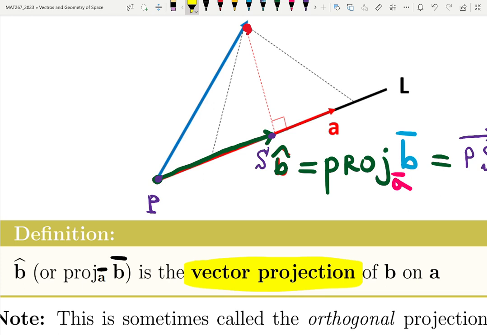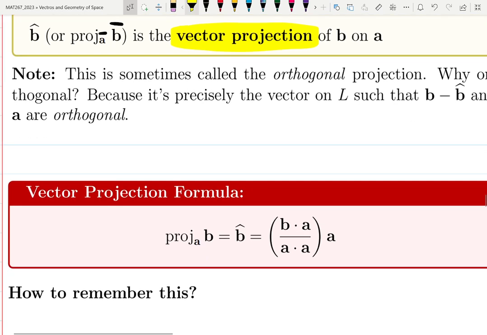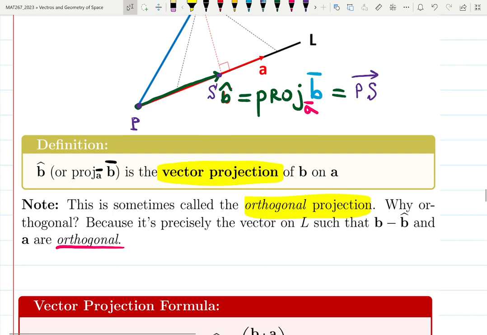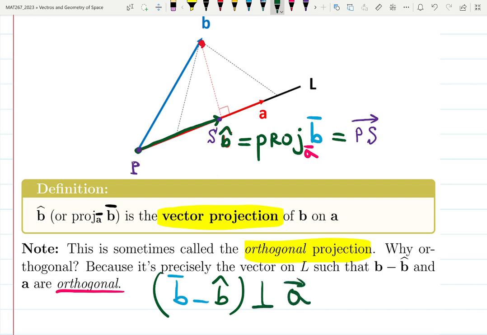It's also sometimes called orthogonal projection because it's precisely the vector that is perpendicular. So it's called orthogonal, it makes sense. You don't have to write it down, but it's sometimes called an orthogonal projection. You will see it in the book sometimes. Orthogonal projection, because if you take the difference between the original B in blue, B minus B hat, that's green, B hat is a projection, then these together are perpendicular to A. Well, that's how we build it. We build it this way.